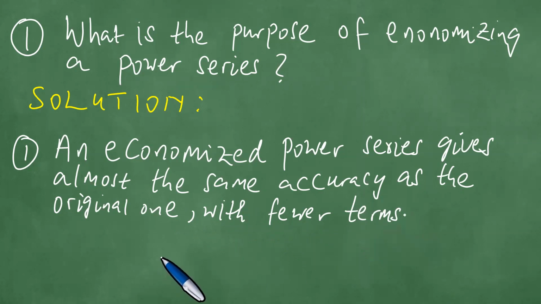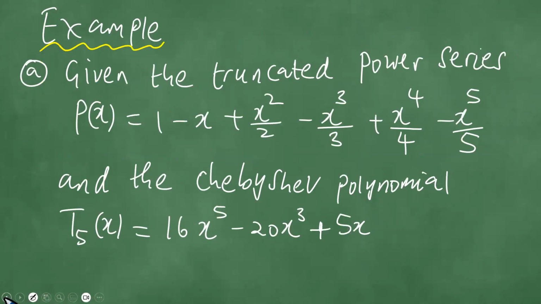An economized power series gives almost the same accuracy as the original one with fewer terms. So if you economize it, you're dealing with fewer terms, but you have the same accuracy, and that is the advantage of economizing a power series. Fewer terms, easy to manipulate than lots of terms, but with the same accuracy. How awesome is that? All right, it is so awesome. All right, so now that is the point.